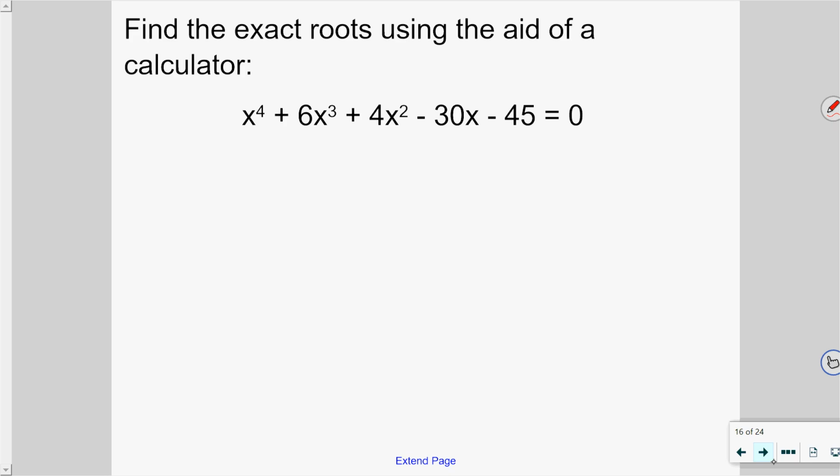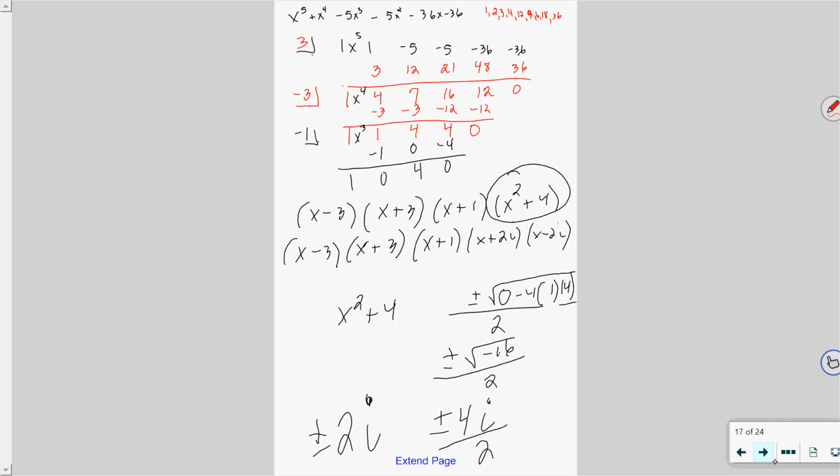All right, my fault. It's a bad one. Don't do it, because one of the zeros is a decimal. So don't do that one. And I should have known that because it says use a calculator. All right, so I don't have any more of those.